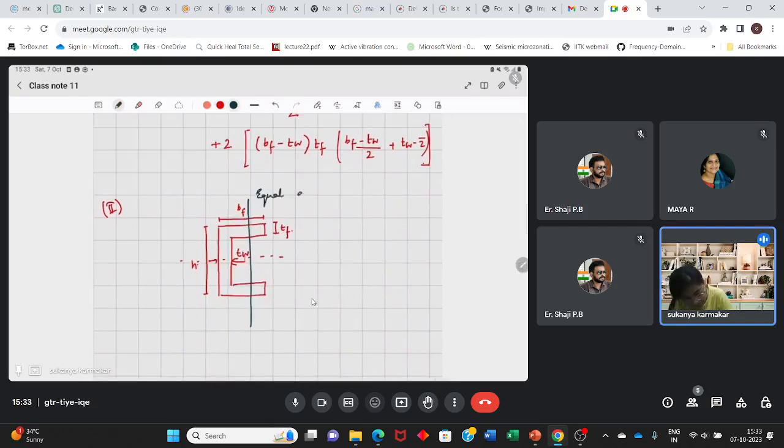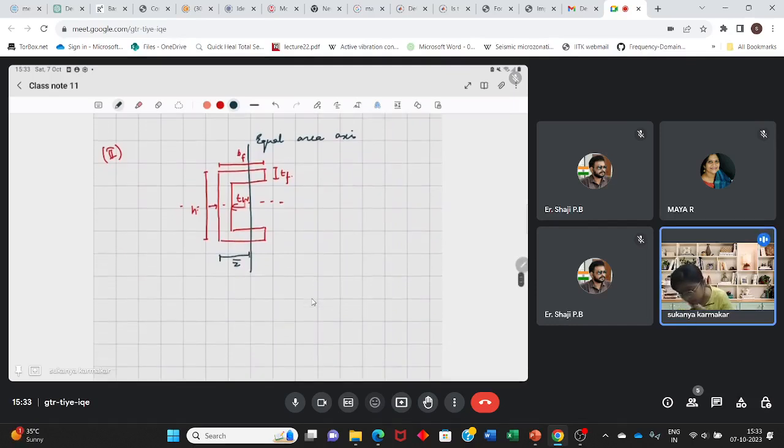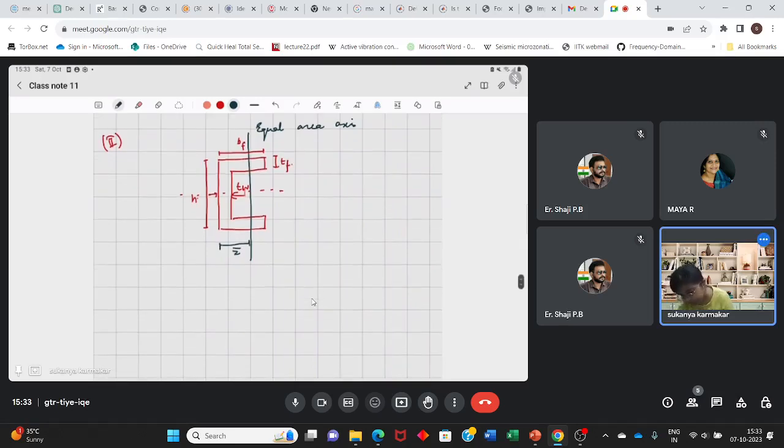This is the equal area axis. If this is the equal area axis, again I can find out the position of it. Then let this be z bar. If this is z bar, then how do I write the area?